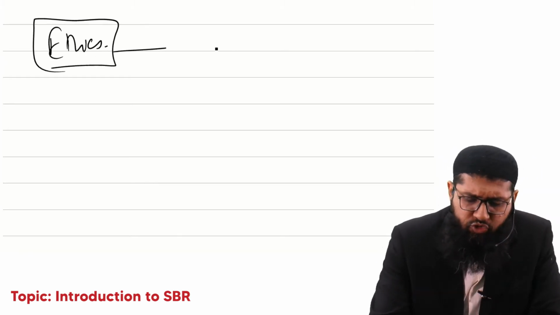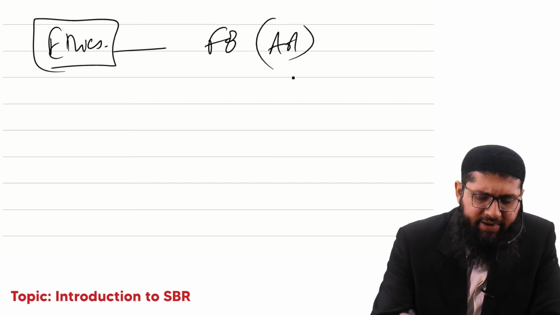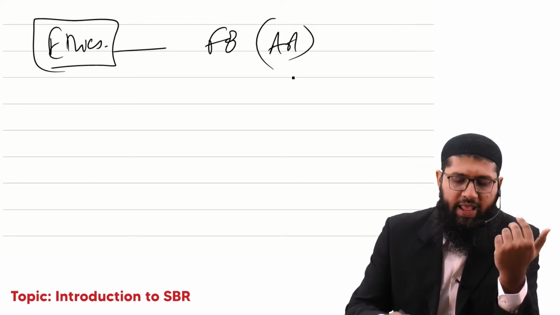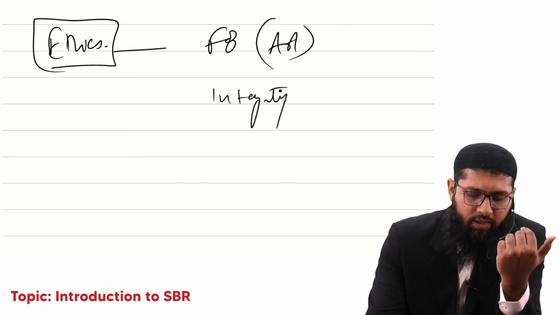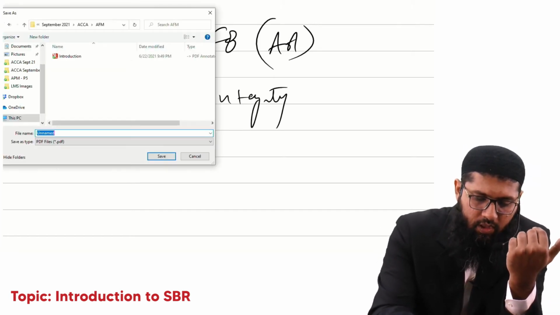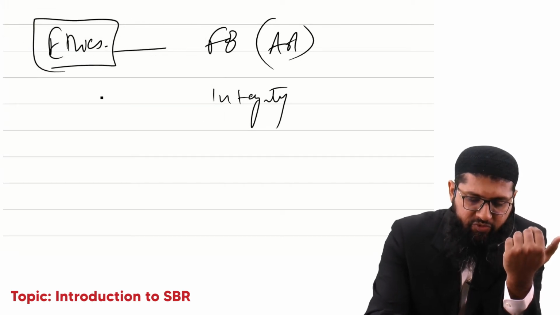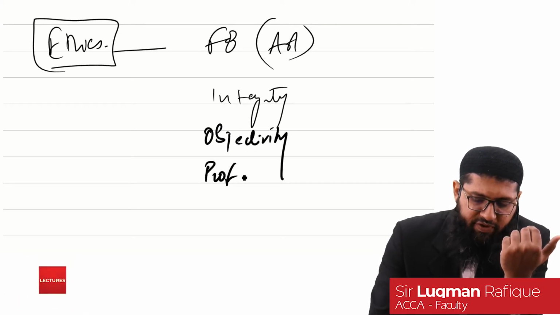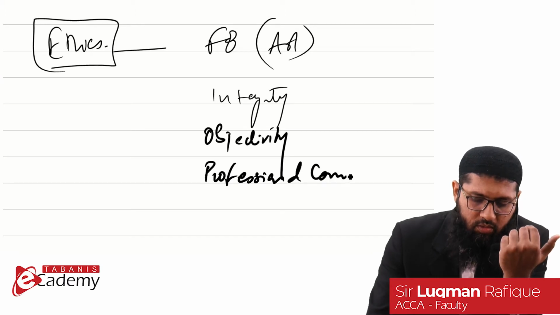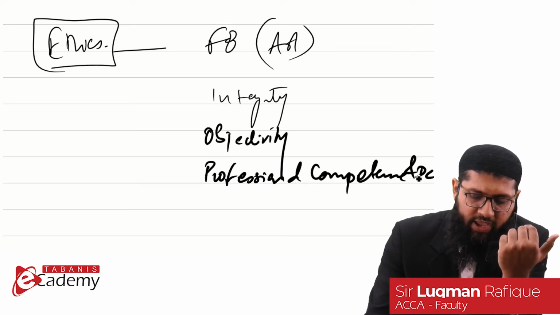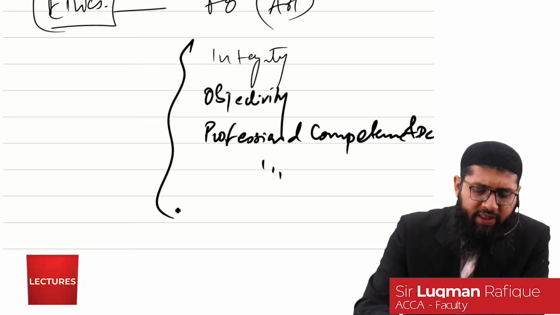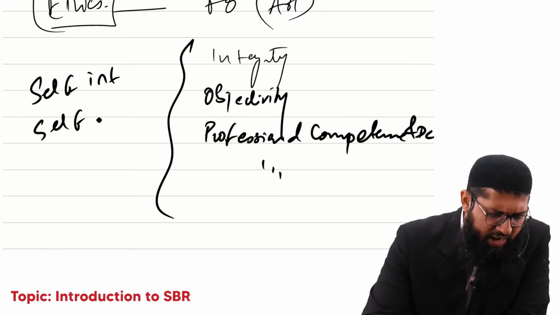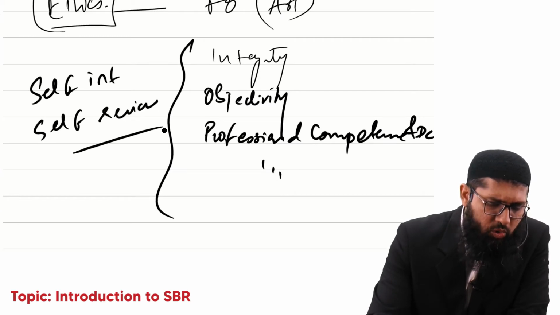Now, you have already studied the code of ethics at the F8 level, which is the audit and assurance level, and you already know that there are a few fundamental ethical principles like integrity, objectivity, professional competence and due care, etc. And you do know that there are different types of threats, like self-interest threat, self-review threat, etc. So there are multiple things that you do know.